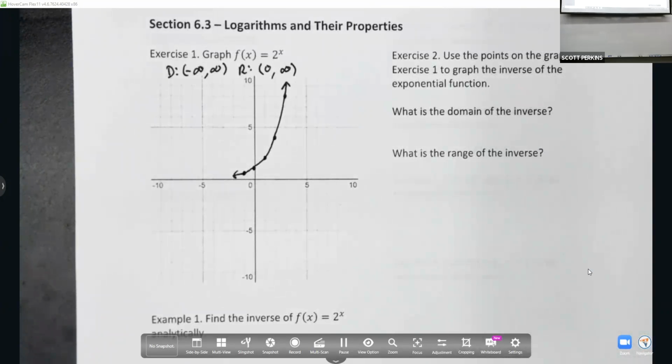And just in case anybody doesn't remember, how do you make the inverse of a function? You flip the x's and the y's. Yes, that is it.